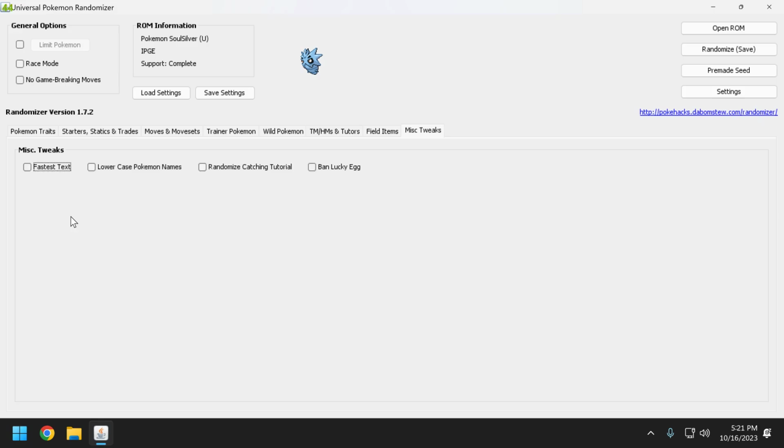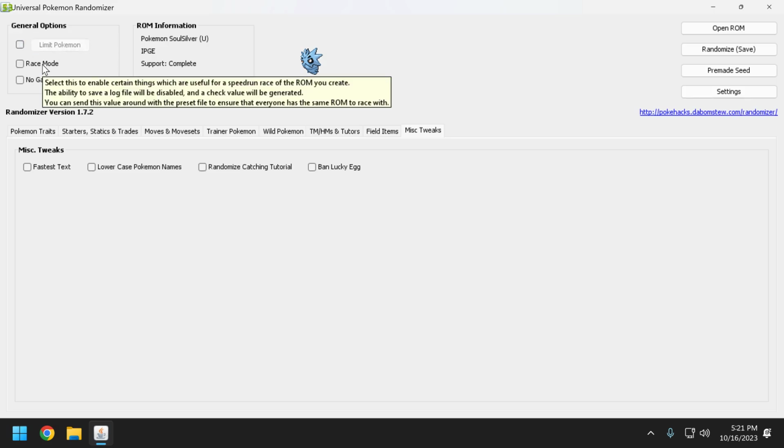Alright, so I'm going to do just a couple quick quality of life things. So if you really don't want to randomize your game, but you just want to do some quality of life things, we already talked about a few, but there's a couple here. You can come up here and limit certain Pokemon if you really want to. You could turn on race mode, which is kind of neat to play around with if you really want to.